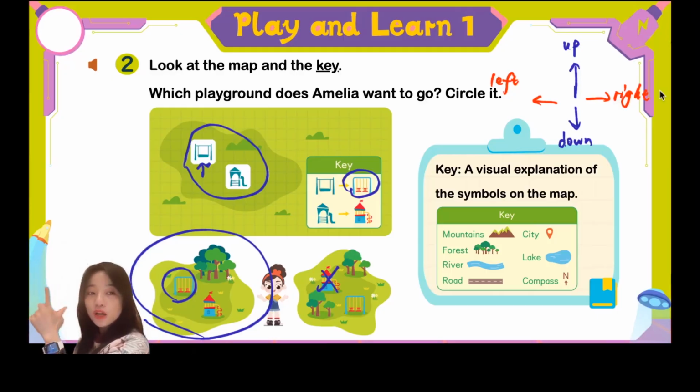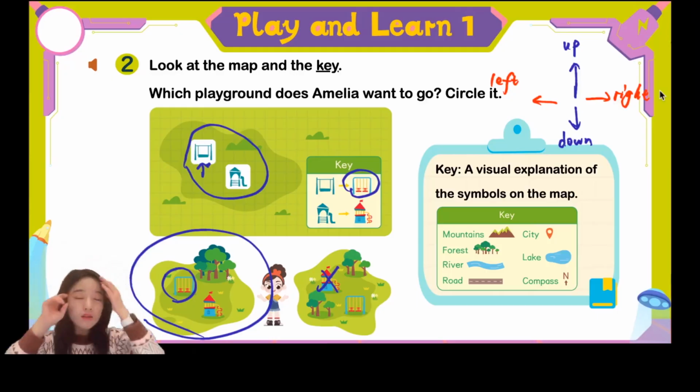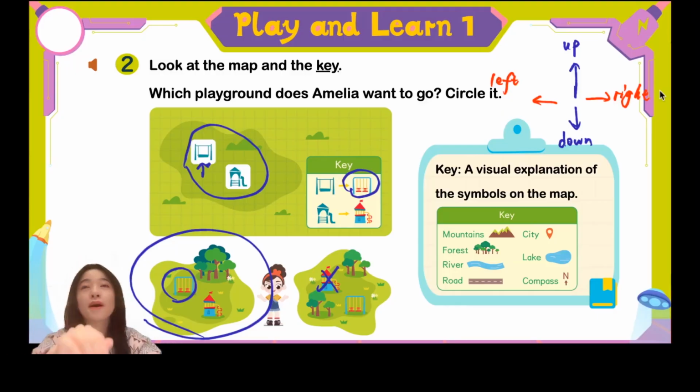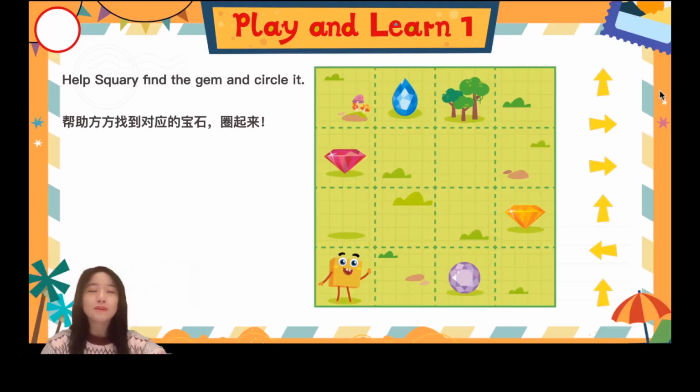That is just your left hand. Because only your left hand can make a proper L for yourself, right? Okay, that is one of the ways to distinguish left and right. Now let's do the games together.